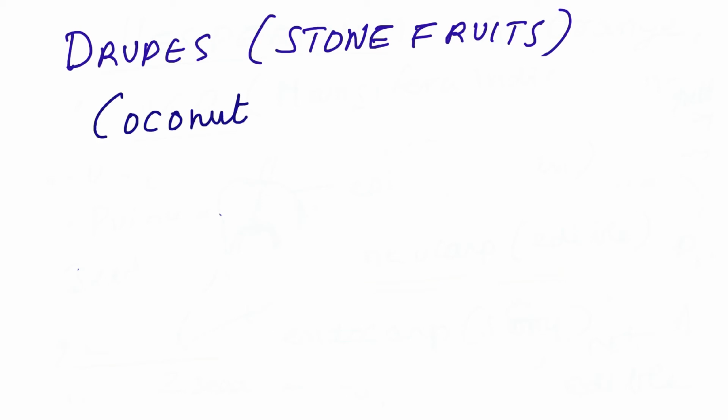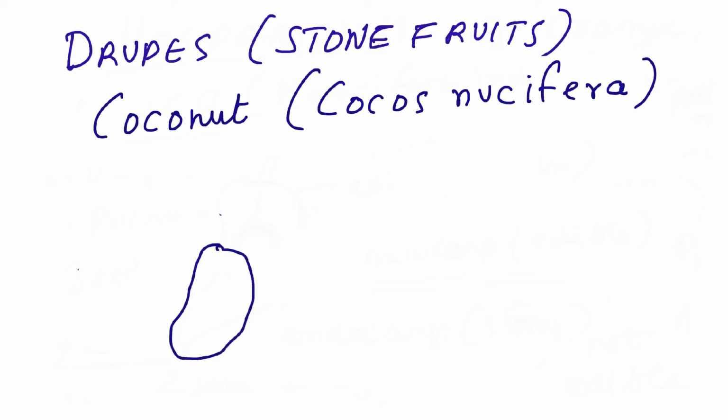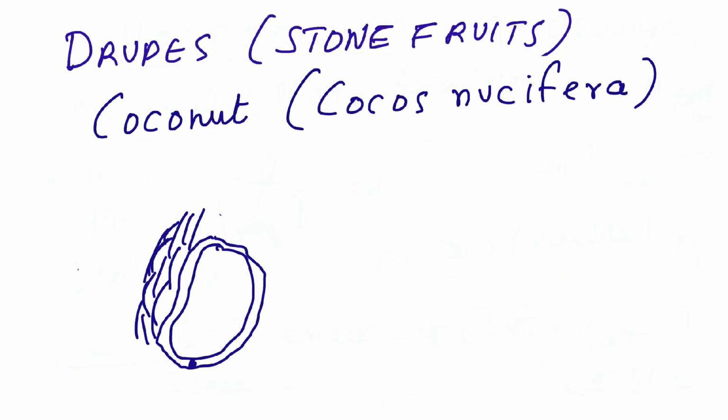Going on to the second equally important example in drupes is, of course, our coconut tree, the coconut palm. The botanical name is Cocos nucifera. And once again, we call the coconut tree a tree in which every part is equally useful. So, looking at that aspect, this is a particular example which should be taken very seriously.